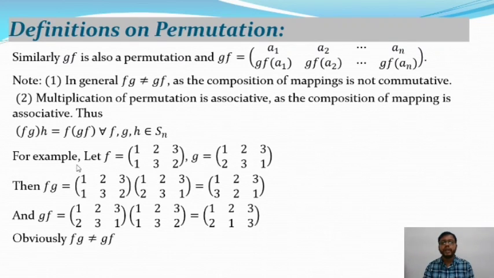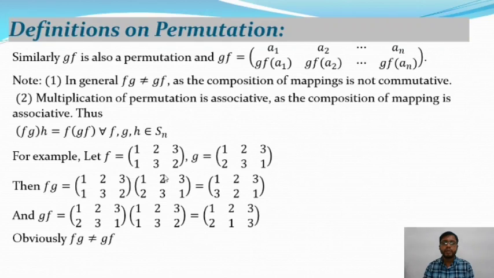Therefore F into G is the multiplication of two permutations. F is 1 goes to 1, 2 goes to 3, 3 goes to 2, and G is 1 goes to 2, 2 goes to 3, 3 goes to 1. The product of the two permutations is found as follows. Starting from here, 1 goes to 2 in the second permutation, and in the first permutation 2 goes to 3, so that means 1 goes to 3.